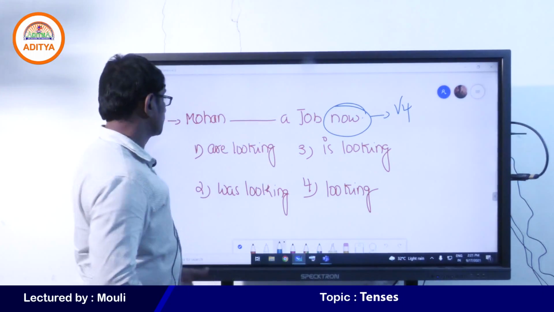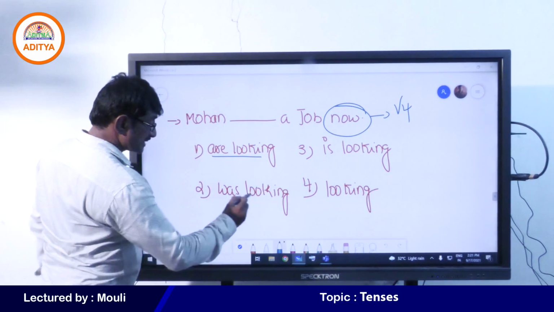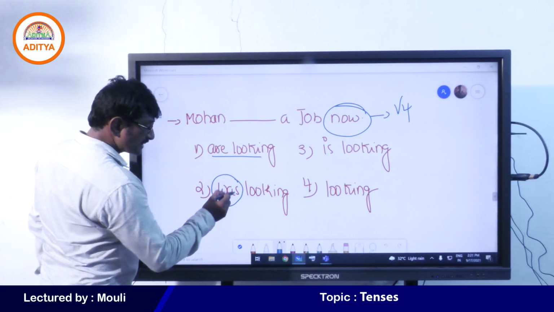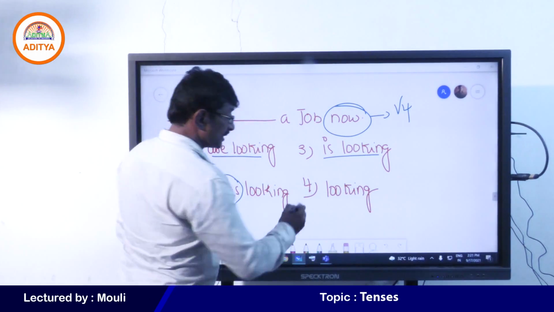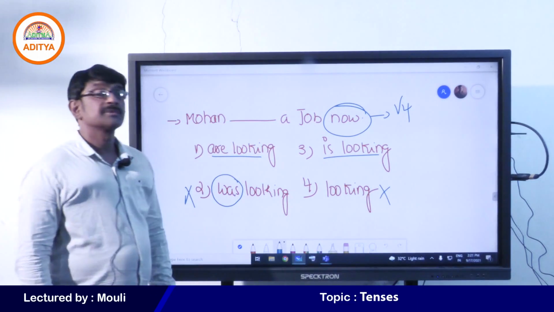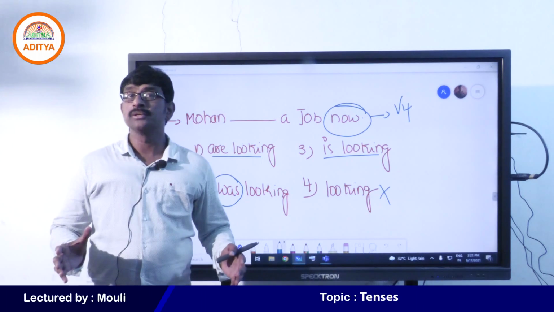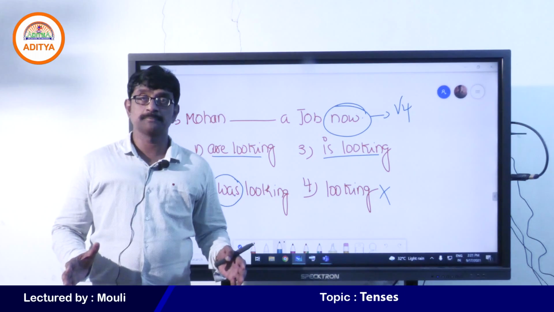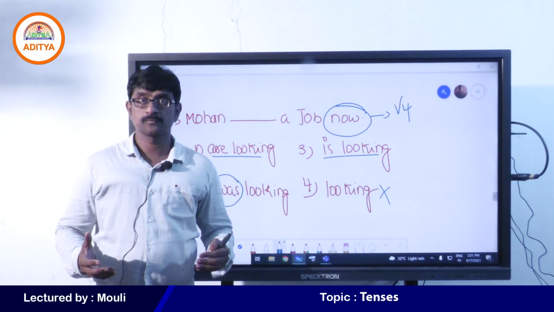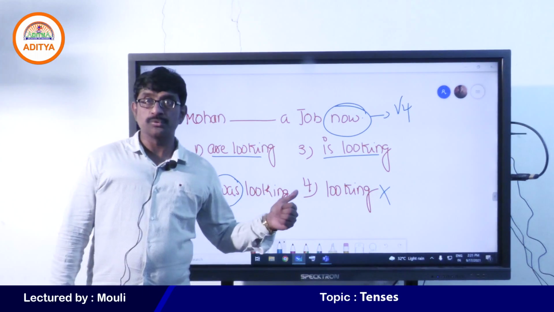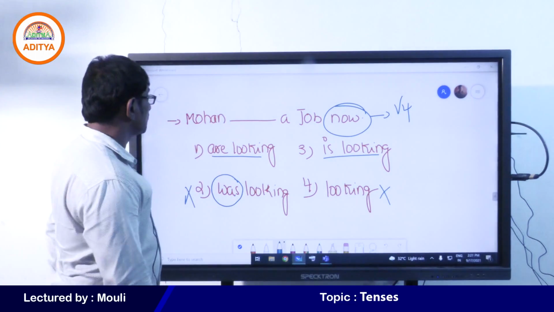Now let us look at these. "Are looking": present. "Was looking": you see, "was" is past. So we don't want this. "Is looking", of course we want. "Looking" is not at all a verb. So again, there are two devils, that means two choices. We want to choose the better devil between these.